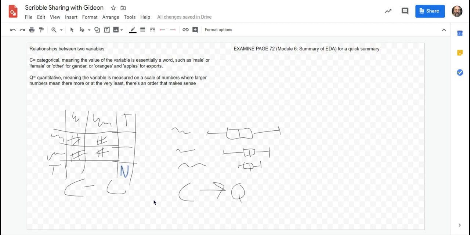Usually the classic is something like height and weight. Each of us has a height and a weight. Those are both numbers, right? Twice the height means twice as tall. Twice the weight means twice as heavy, right?